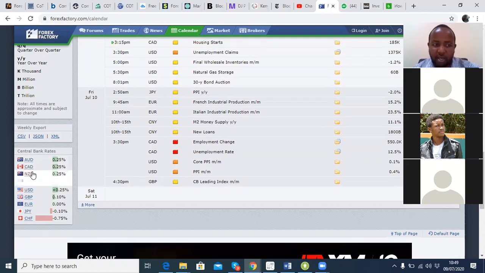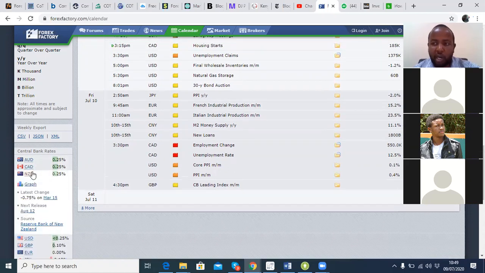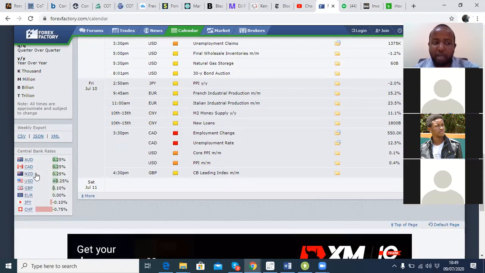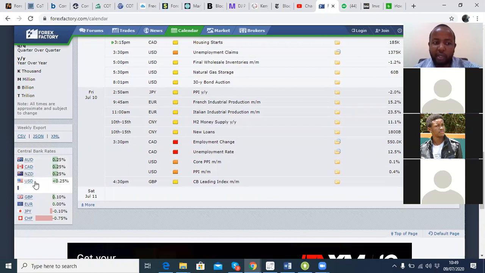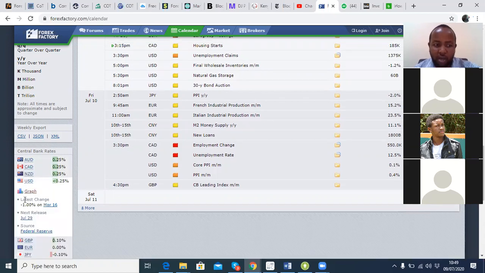The New Zealand Central Bank, they also cut by minus 0.75%. That was also in March. So you can see the big blow was in March. The dollar also, they cut to almost zero. You see the dollar, actually they cut more, minus 1.00%. So I think the interest rate right now stands at almost near 0%.